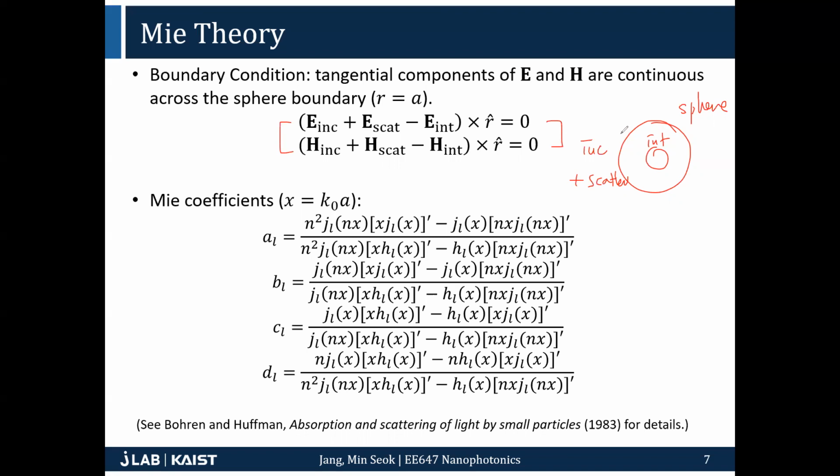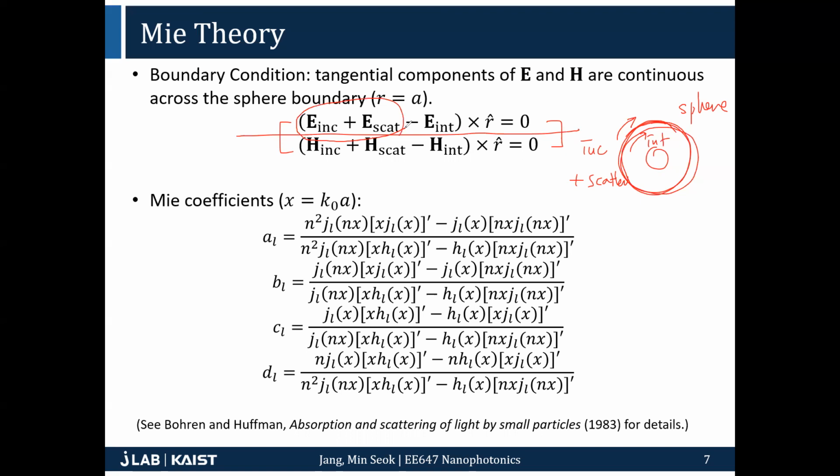So along the spherical shell, the sphere surface, the electric field parallel to the surface must be continuous, right? That's what we know from the Maxwell equations in the first class. The parallel electric field must be continuous. So that's the first equation.